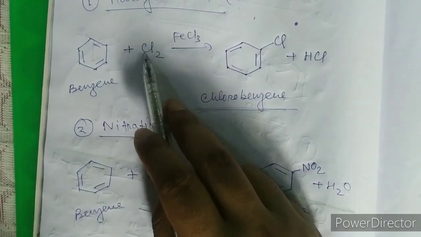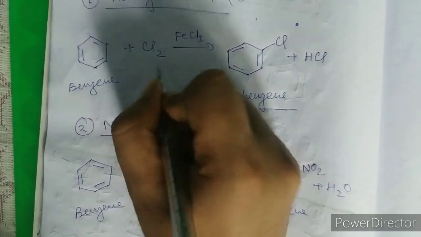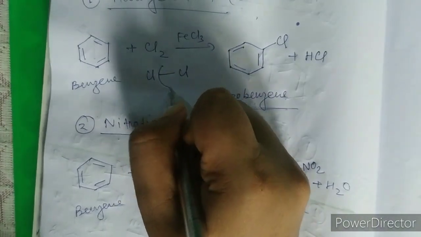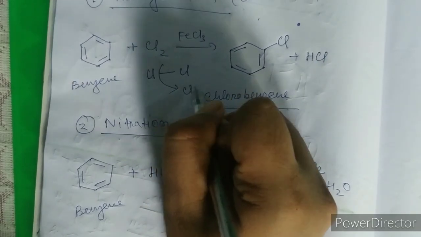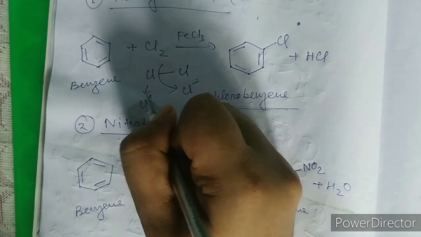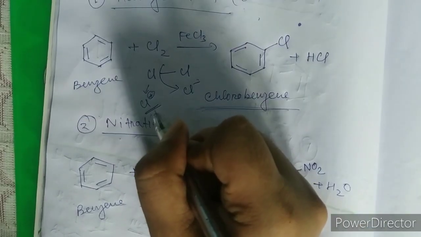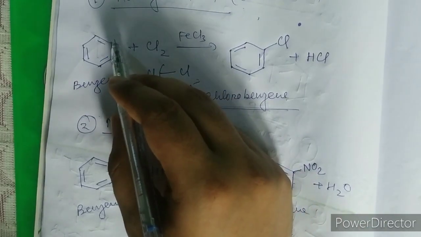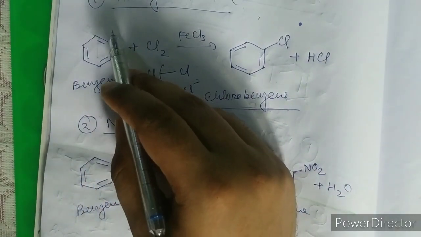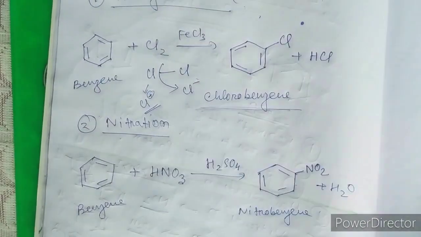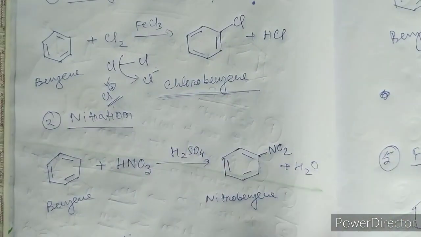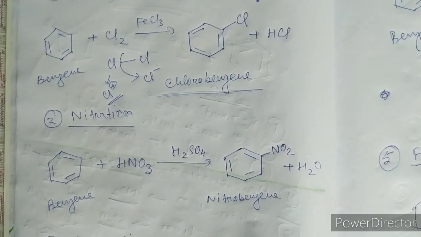where first of all from this Cl2, one Cl will leave as Cl minus, and another Cl will act as Cl plus, and this Cl plus is our electrophile. So this is going to react with this pi bond, and later on this proton present here will be removed. So this type of reaction is going to happen. I will show all the mechanism in my next video.